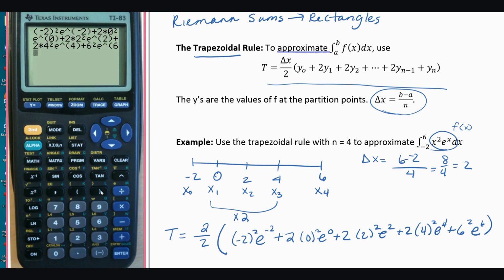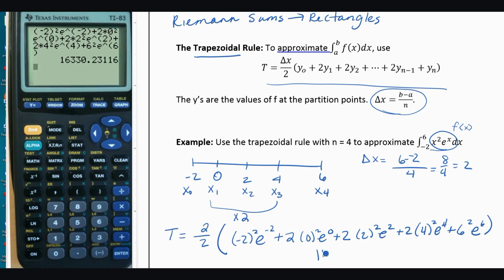e to the 6th. Okay, and we get that our approximation is 16,330.23. So that would be an approximation for this integral that otherwise we don't know how to solve.